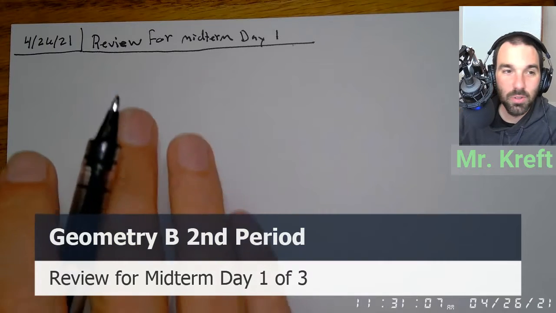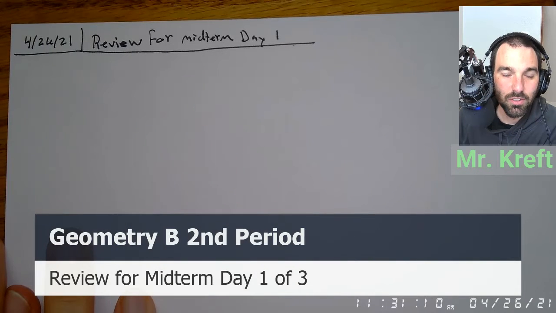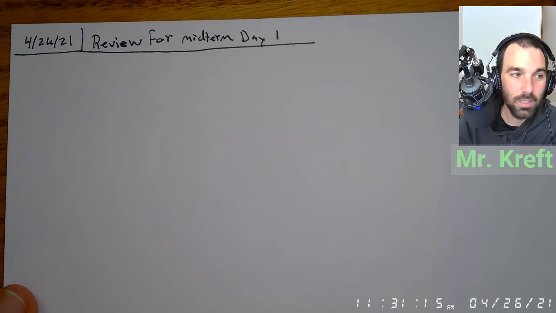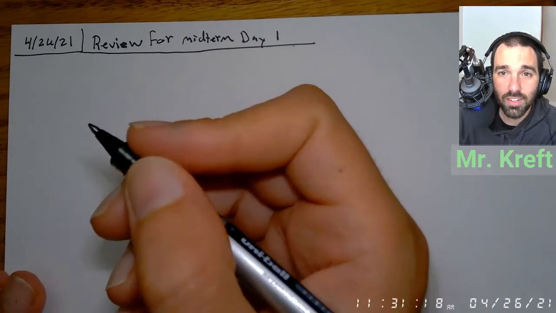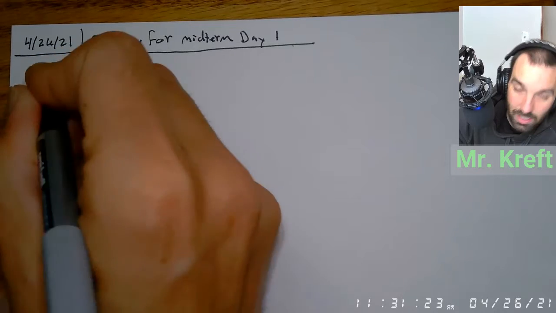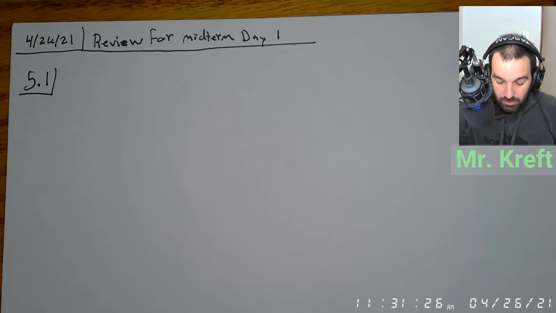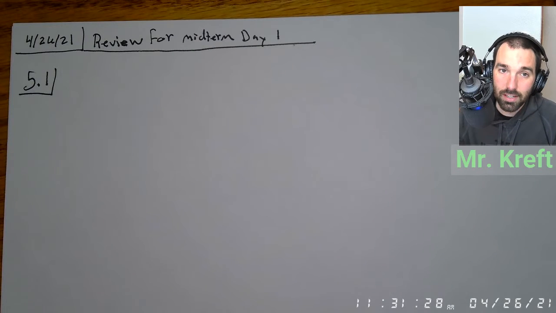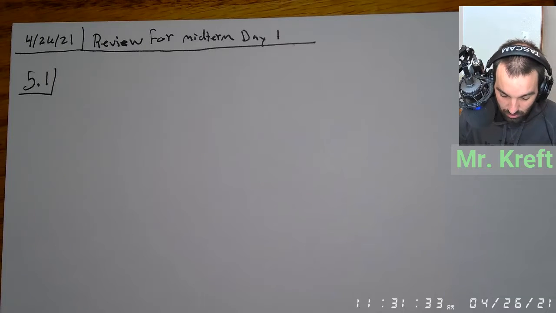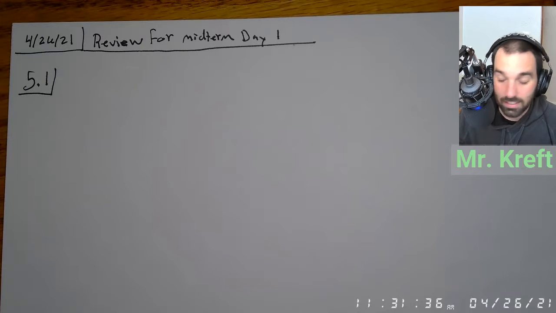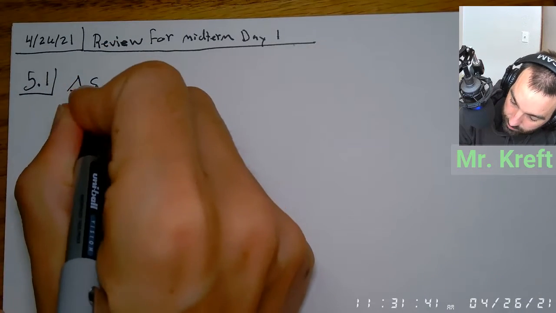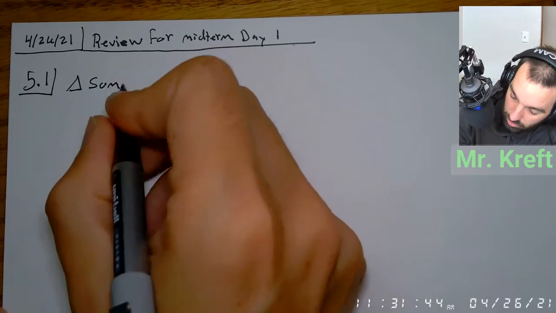All right. So let's go ahead and take a look at the review for midterm day 1. We're going to have to go through quite a bit of material that we had covered, so I'm going to go through one section at a time. The first section was 5.1. In 5.1, we did work on naming triangles. Remember we talked about scalene, isosceles, equilateral, obtuse, acute, and stuff like that. But the real big thing that we worked on was the triangle sum theorem. That's the thing that we focused on this year.